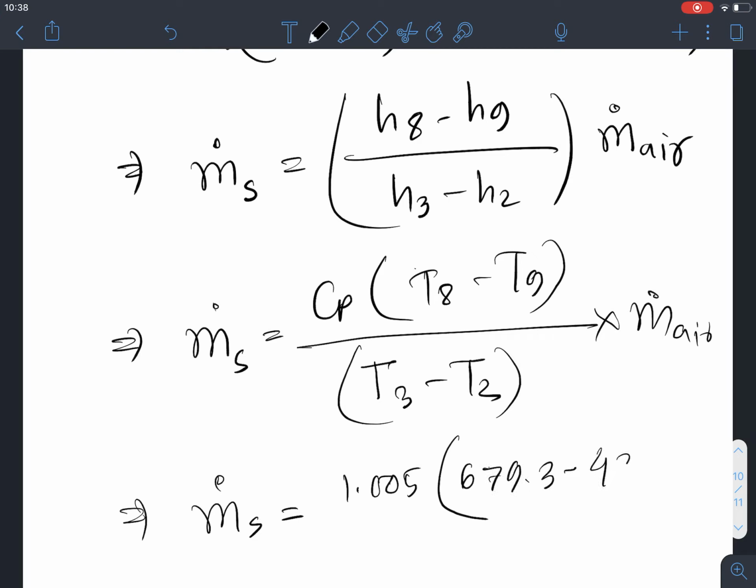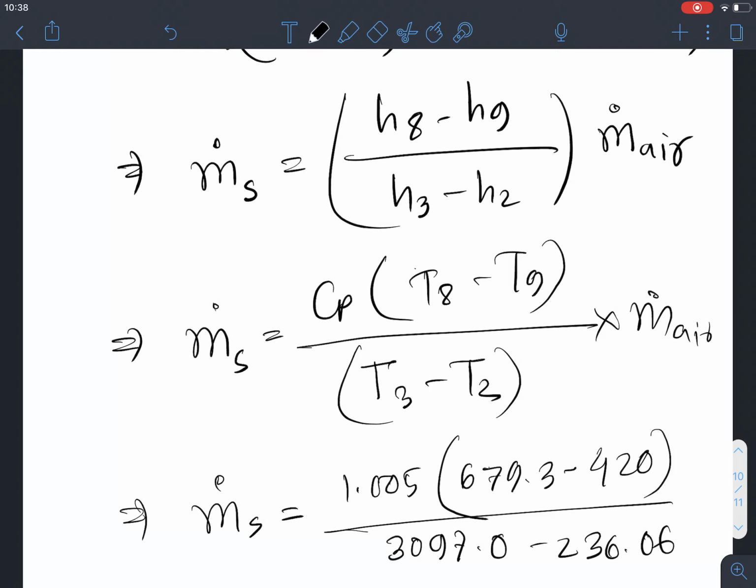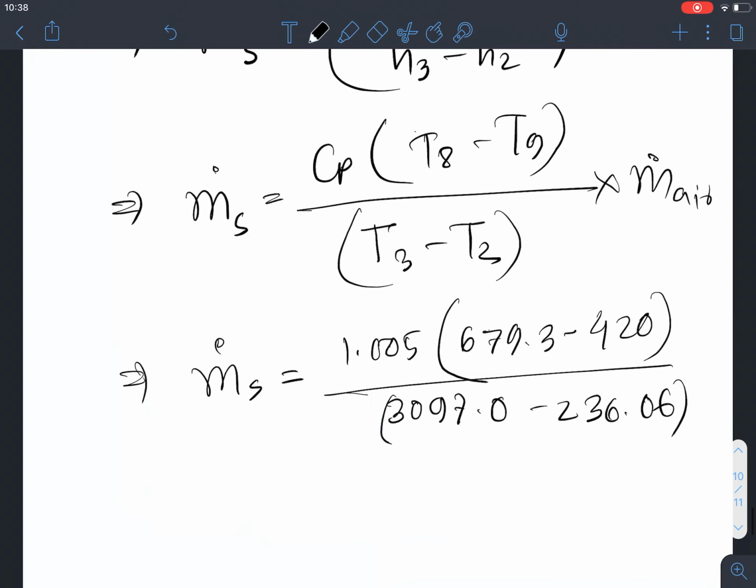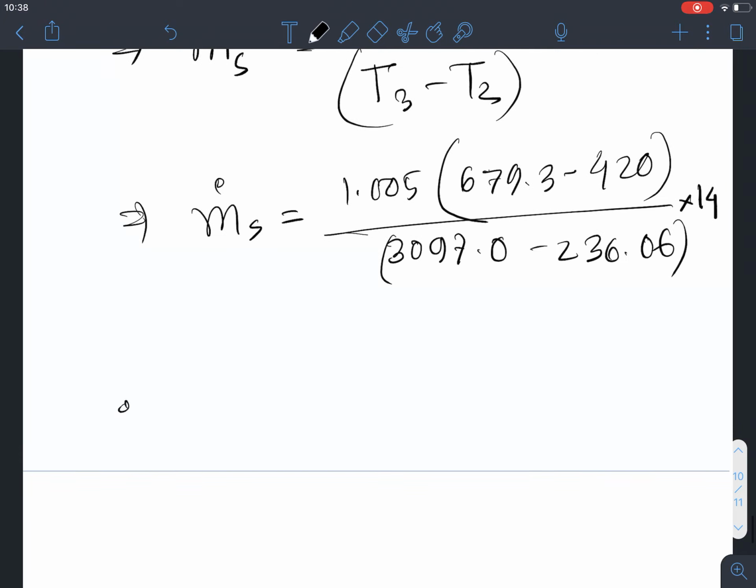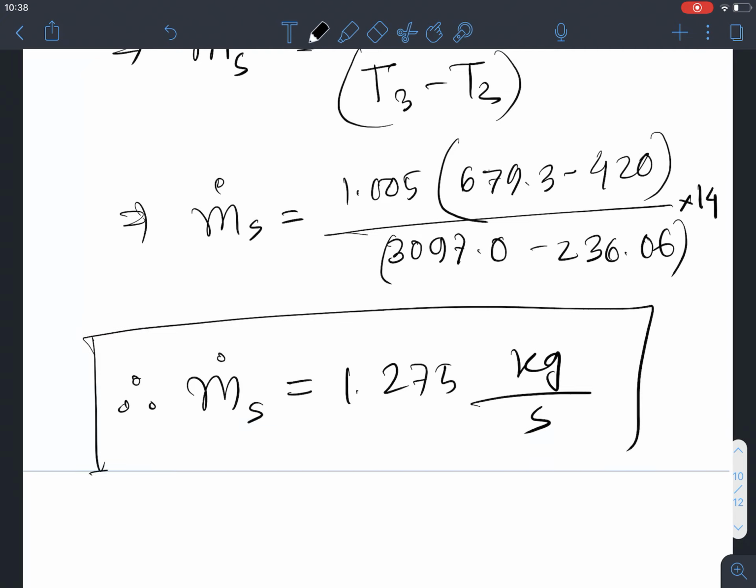So ms would be Cp times T8 minus T9 divided by T3 minus T2 times the mass flow rate of the air. If we plug in all this information, ms would be 1.005 times T8, which we determined 679.3, T9 was 420 Kelvin, divided by T3 equals 3097.0 minus 236.06, and also the mass flow of air, which is 14 kg per second. So the mass flow of the steam equals 1.275 kg per second. So this is the number 1 answer.